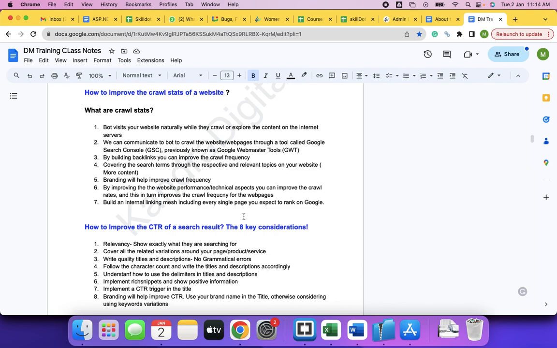Is CTR and how to improve CTR. So we have already discussed and defined what CTR is, correct? Yes. What is CTR? Click-through rate is the full form of CTR, and CTR is the measure of visits or the clicks to your website against the number of impressions received by your website. Okay, that is click-through rate.